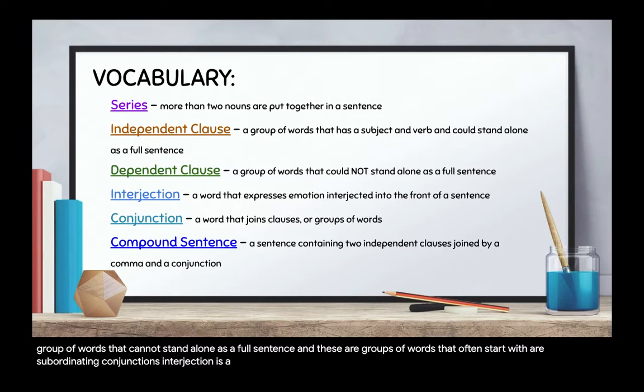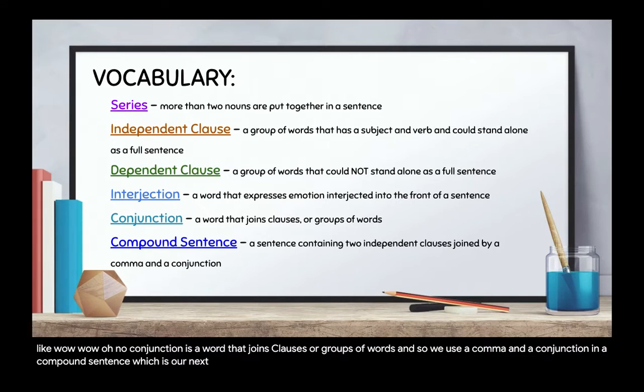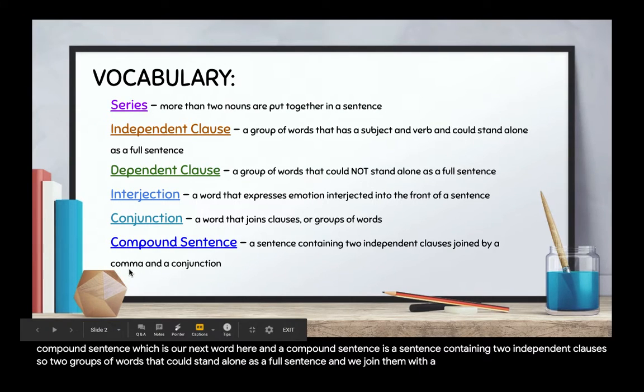Interjection is a word that expresses emotion interjected into the front of the sentence. So words like ow, wow, oh no. Conjunction is a word that joins clauses or groups of words, and so we use a comma and a conjunction in a compound sentence, which is our next word here. And a compound sentence is a sentence containing two independent clauses, so two groups of words that could stand alone as a full sentence, and we join them with a comma and a conjunction.